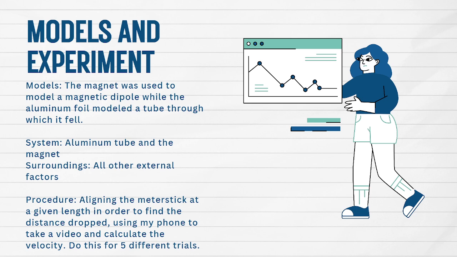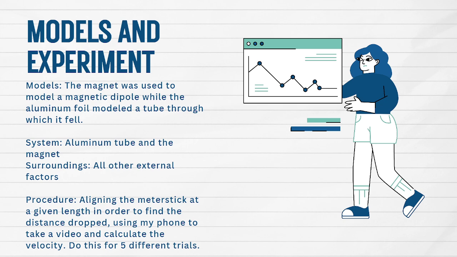As for the actual experiment, for the models, the magnet was used to model a magnetic dipole while the aluminum foil modeled a tube through which it fell. For the system, I classified this as the aluminum tube and the magnet, and as for the surroundings, it was all other external factors.